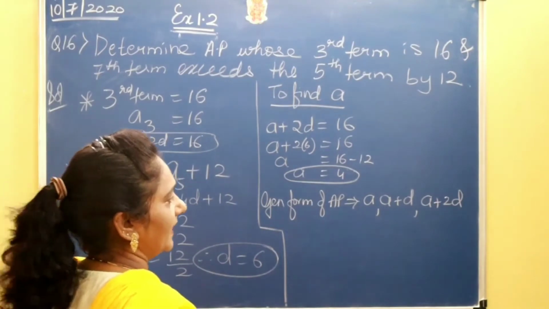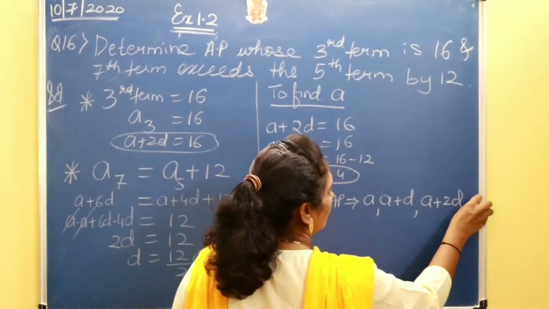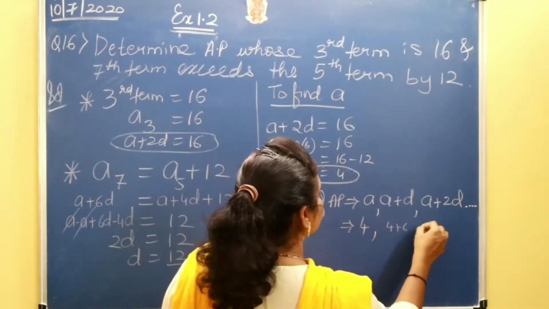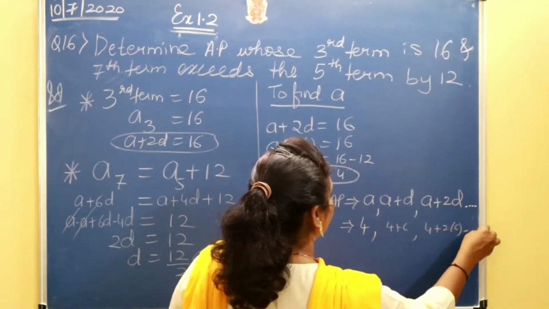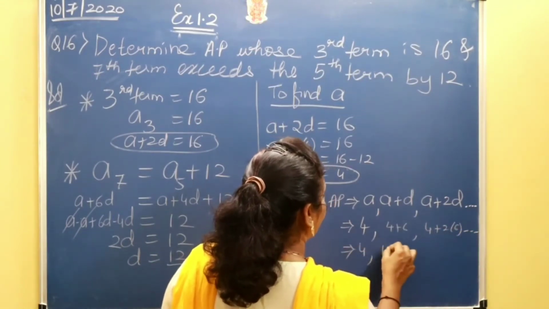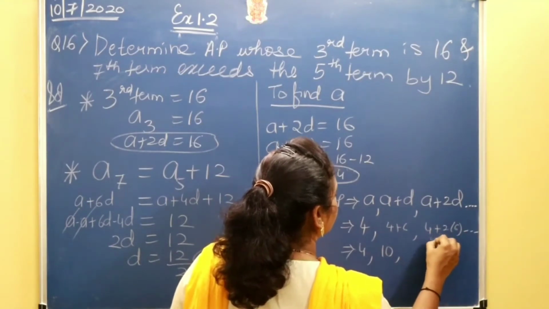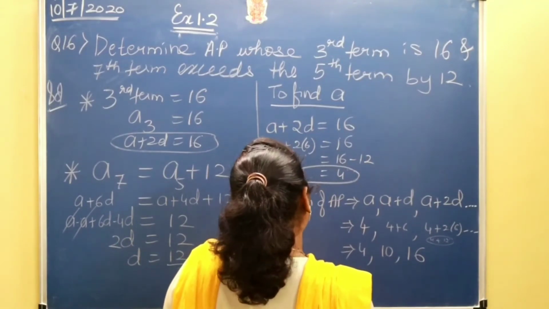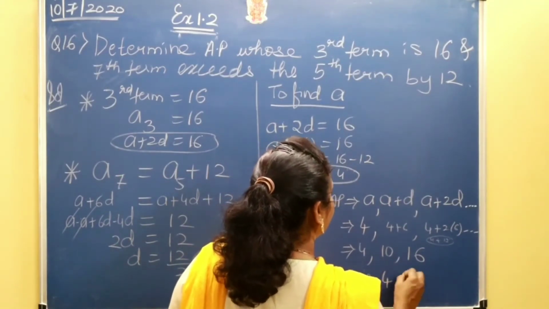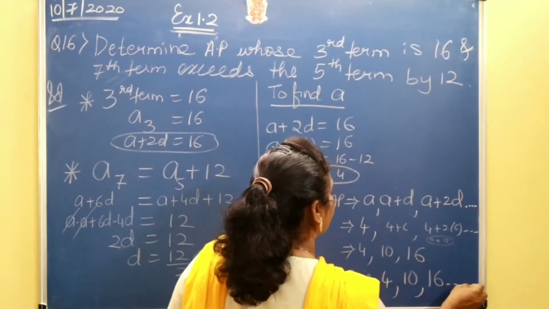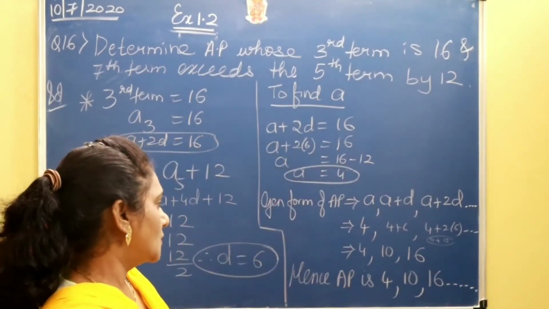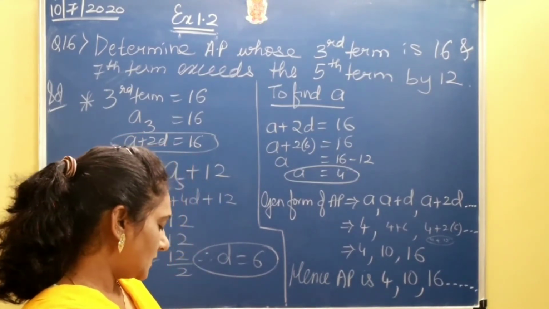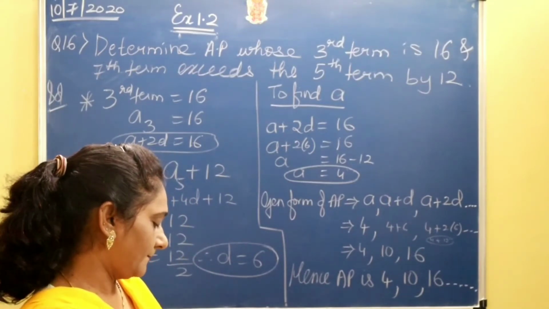Determine the AP. They have told you to find the AP. a plus d, a plus 2d and so on. This is your AP: 4, 4 plus 6, 4 plus 2 into 6 and so on. Your AP is 4, 10, 4 plus 12, and 4 plus 12 is 16. Hence, AP is 4, 10, 16 and so on.